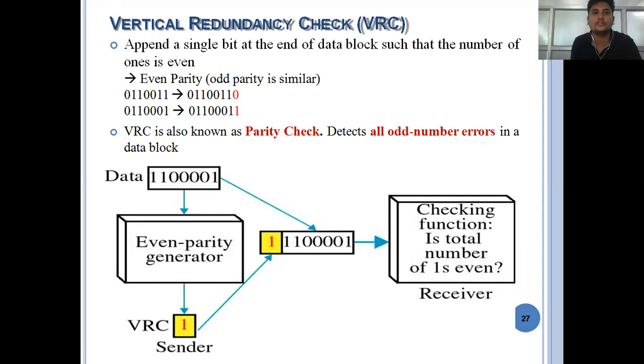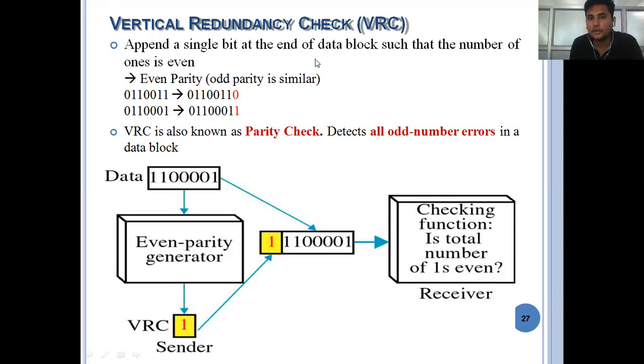For example, if you observe this 0, double 1, double 0, double 1, there are four ones. So this is even parity. Already it is even parity, so they are adding 0. Now observe this 0, double 1, triple 0, 1. Here there are three ones. The number of ones is odd. So they are adding an additional 1 to that number, so it becomes four ones. So even parity.